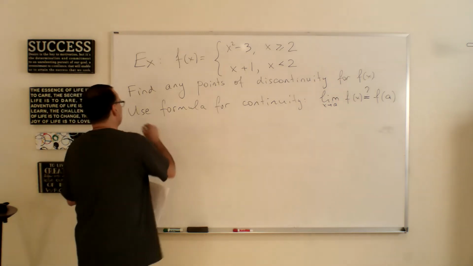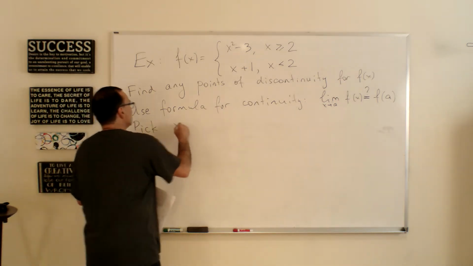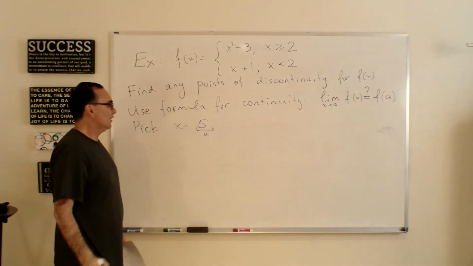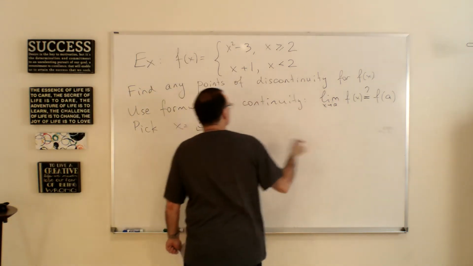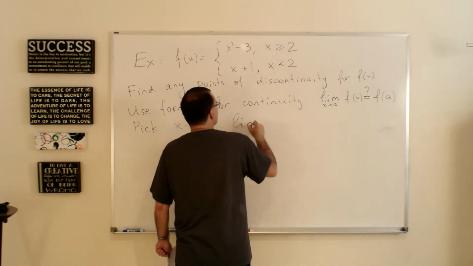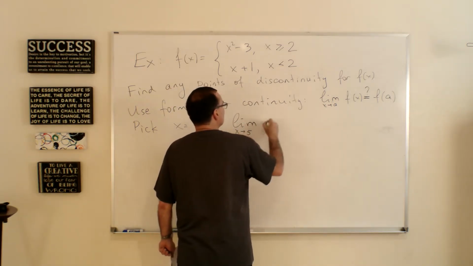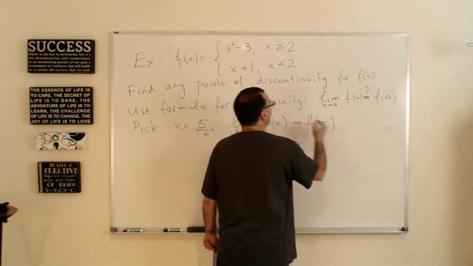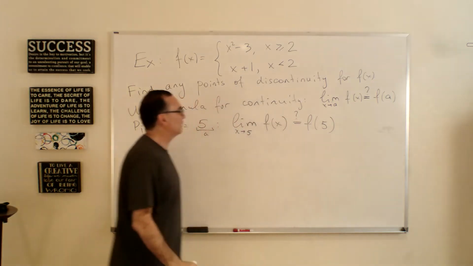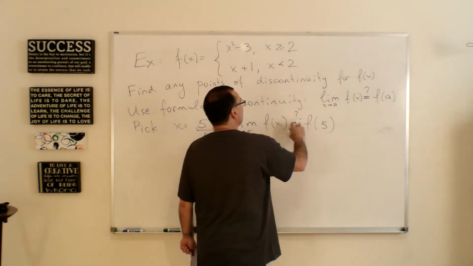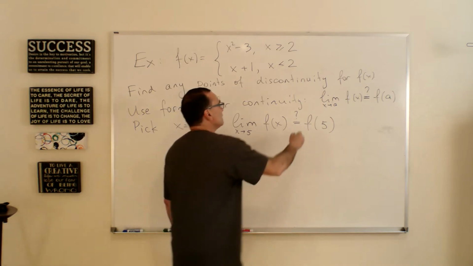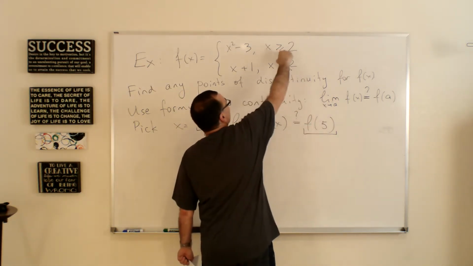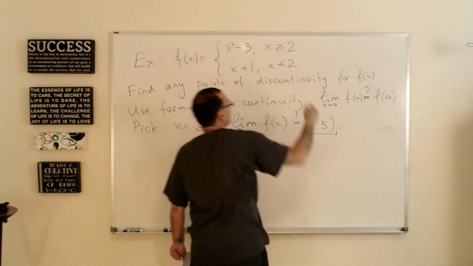But here is how to check them. So let's pick one point. Pick, for example, x equals 5. So 5 is my a now. And then, using this formula, it will be the limit as x approaches 5 of f of x, that's the left hand side, equals f of 5. And again, it may be equal or not equal, so I put a question mark here. We need to check if it is equal or not. So the right hand side is easy: f of 5, we just plug in because 5 is bigger than 2, so 5 squared minus 3 is 22.